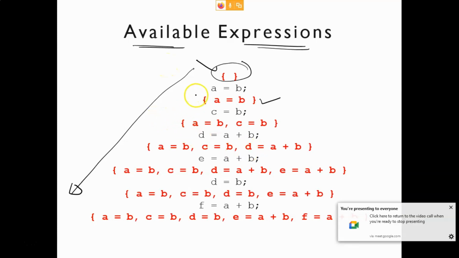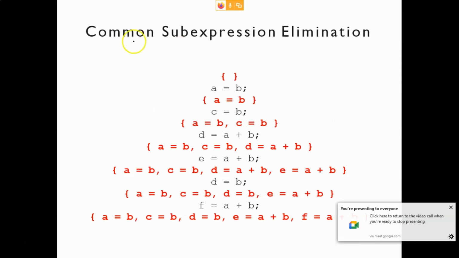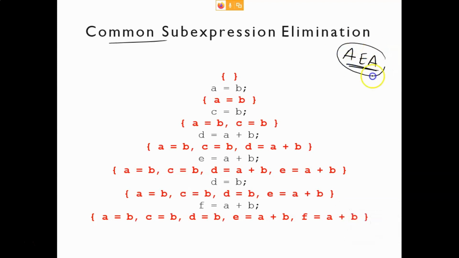Okay, then now let's see how this available expression analysis will help us in CSE, common sub expression elimination. AEA we have done. Now we will use this analysis to eliminate the common sub expression. So on this analysis, we will apply the CSE optimization.